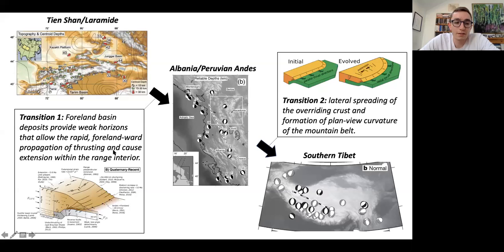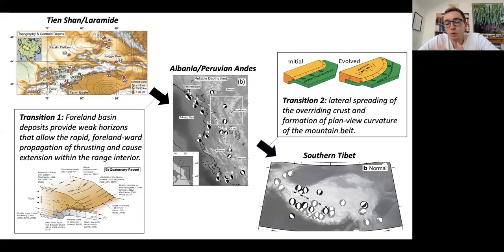And that will progress through time if shortening continues until a stage where the mountain belt starts to step out, and it steps out into its weak foreland basin sediments. And at that point, you might expect a stage where you get east-west extension within the mountain range, in this case within Albania, that's parallel to shortening within the foreland. So you might get a switch from shortening in the mountain range to extension in the mountain range, and that extension parallel to shortening along its margin.